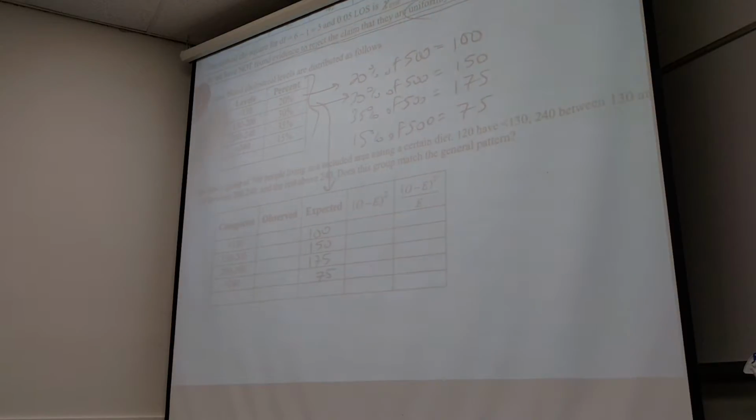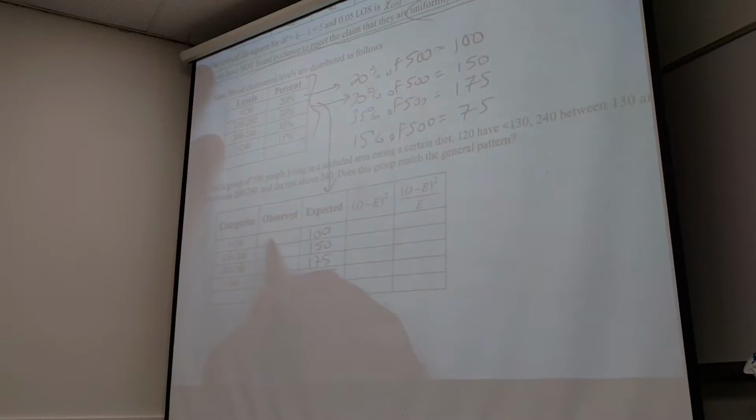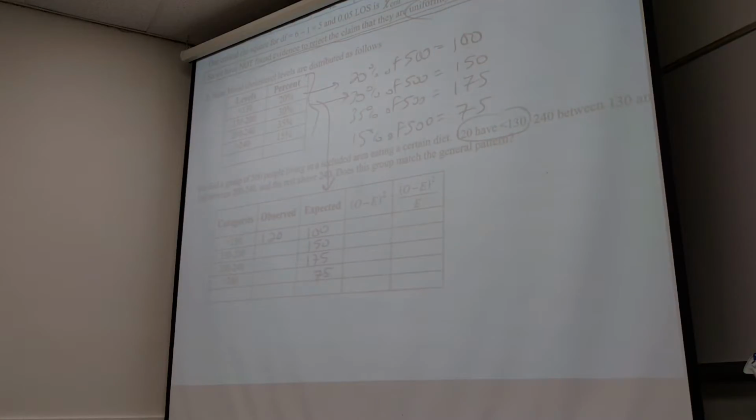So there's my expected. Just make sure everybody's on the right track. See where I got those from? If this is what I expect to happen, this is what they're normally distributed to be, and I'm trying to see if this group matches the general pattern. So if I took 500 people from anywhere, I would expect them to have this. Now what would go here, for example? 120, because I observed 120 that have less than 130 cholesterol. I like it. Keep going.